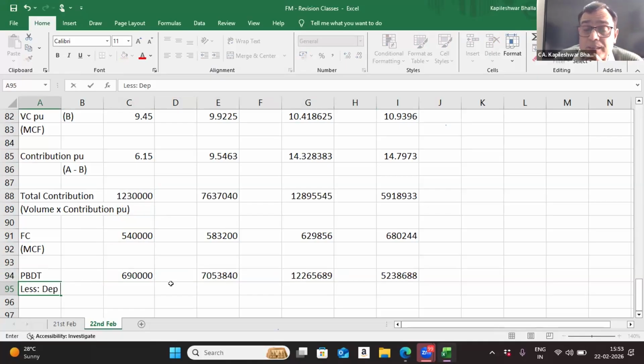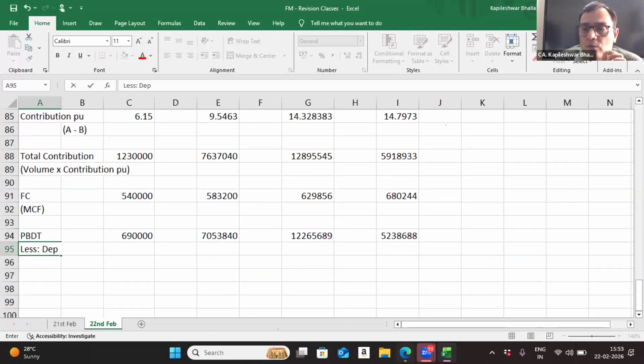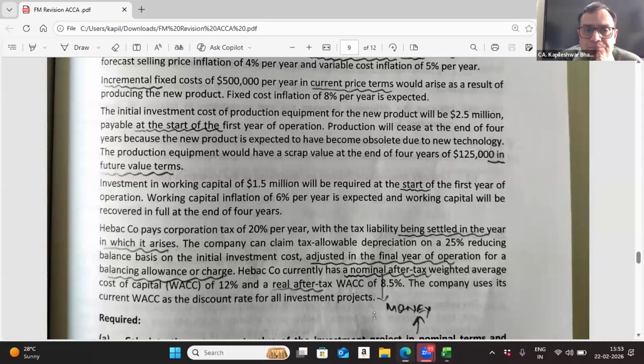So are we planning to take a depreciation of the last year? I'm not. We're going to consider depreciation only in the first 3 years. We're not going to consider depreciation in the last year. There we'll take care of the balancing allowance or charge. So let's now go back to the depreciation data. The depreciation rate is given to be 25% on reducing balance method on the initial cost of the investment.